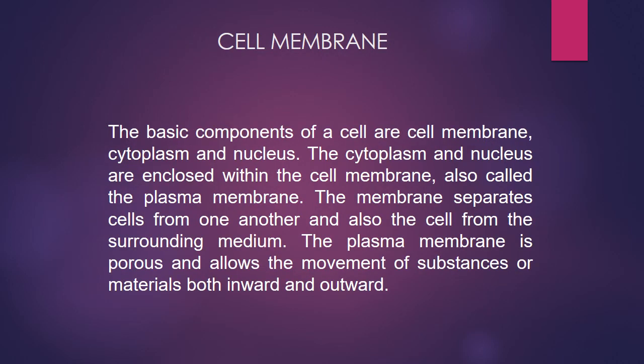The cell membrane is the outermost covering which covers the cytoplasm and the nucleus, and it is made up of proteins and lipids. The cell membrane separates the cell from the outer medium, and this is a semi-permeable membrane. Semi-permeable membrane means it has some pores which allow the movement of selective substances in and out of the cell. Some substances can move inside the cell and some substances can leave the cell.